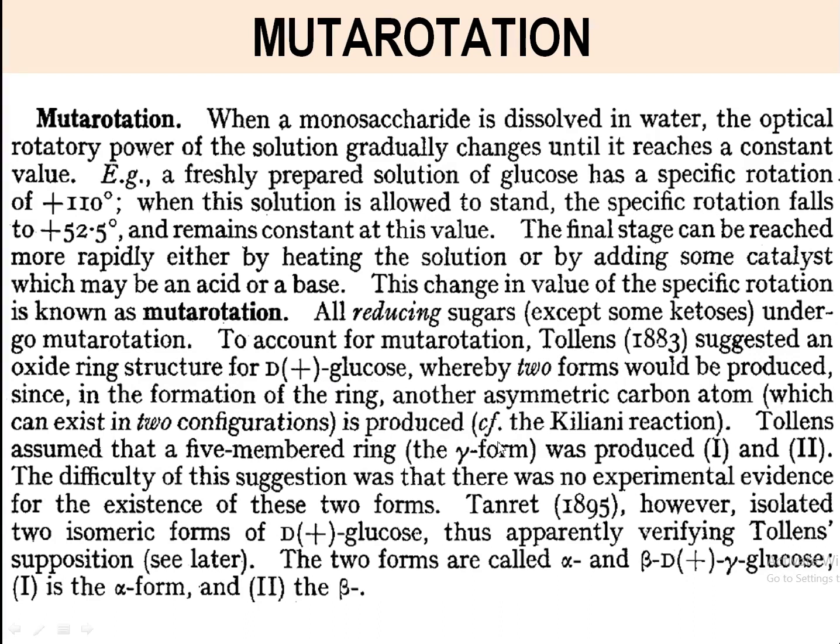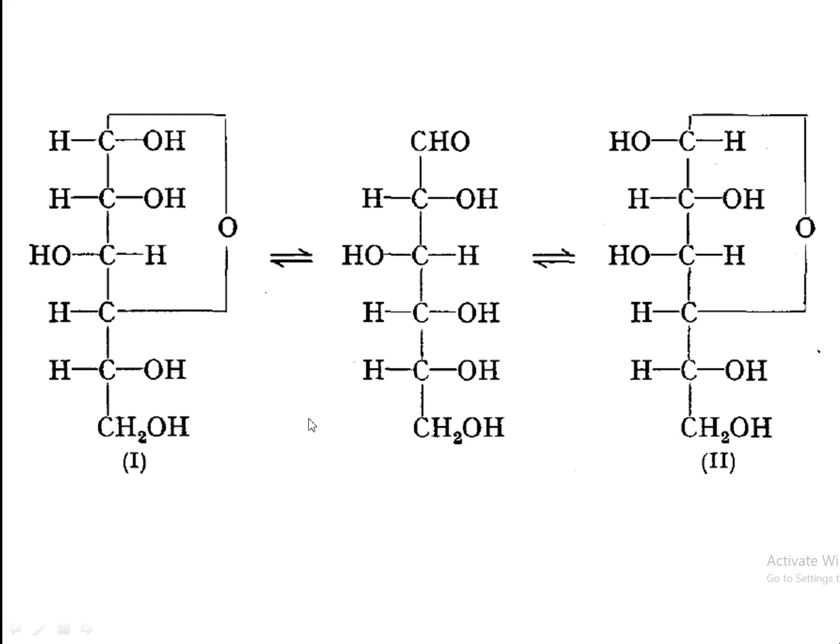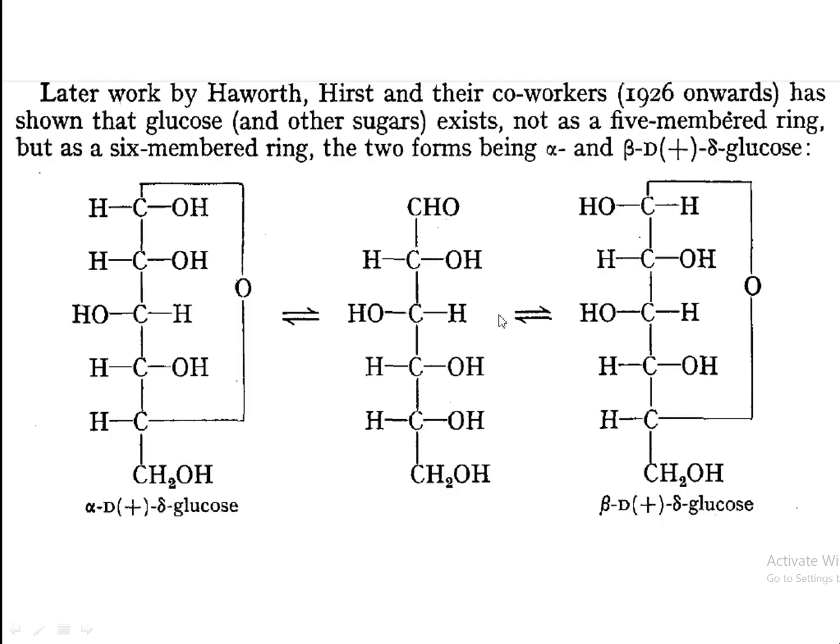But it was not experimentally proved until Tanret, who was the first person to isolate the two forms of D-plus-glucose and gave rise to the structure. As you can see here in the glucose structure, this furanose ring is shown. This can be pyranose as well. Here H, OH and OH, H are arranged in different configurations. This is known as the alpha form and this is known as the beta form. It is due to the difference in specific rotation of these two forms that mutarotation takes place.